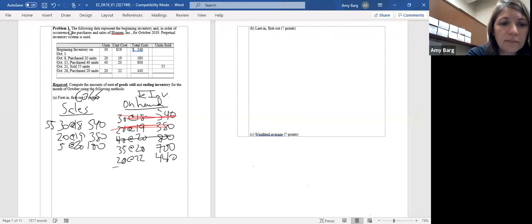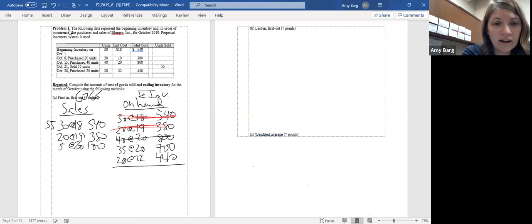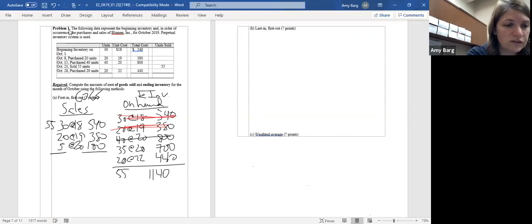So at the end of the month, what you have on hand, what's left, because you bought all that stuff, right? But you sold some of it, so it's got to go somewhere. So what you have left is 55 units worth $1,140. And what you sold was 55 units worth $1,020. So this is your cost of goods sold.